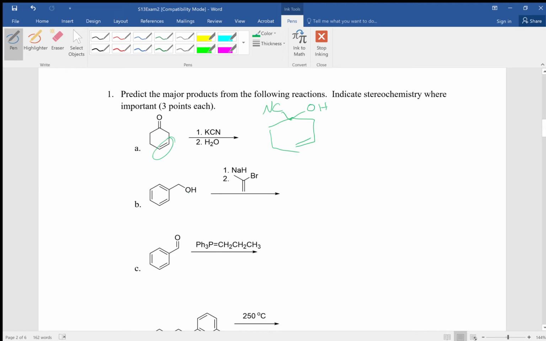Part B is the reaction of an alcohol with a strong base, sodium hydride, and then an alkyl halide. And so this looks like a Williamson ether synthesis. However, we want to remember that a Williamson ether synthesis is really just a specific example of an SN2 reaction. And SN2 reactions don't work with sp2 leaving groups, and so therefore this reaction is not going to work at all.